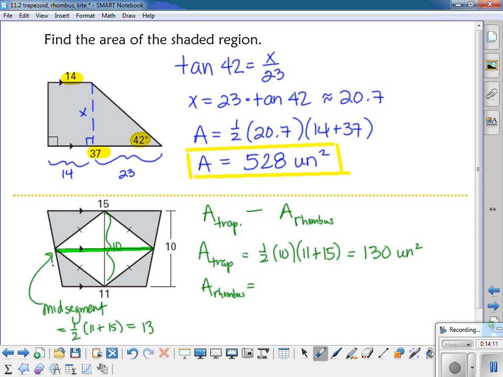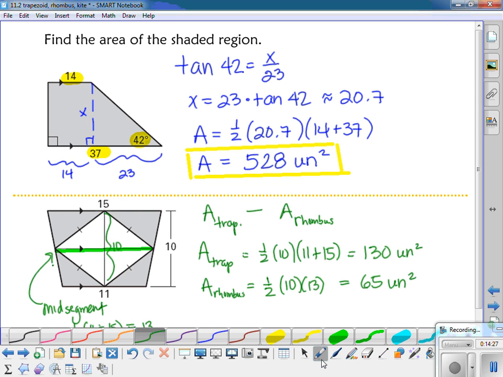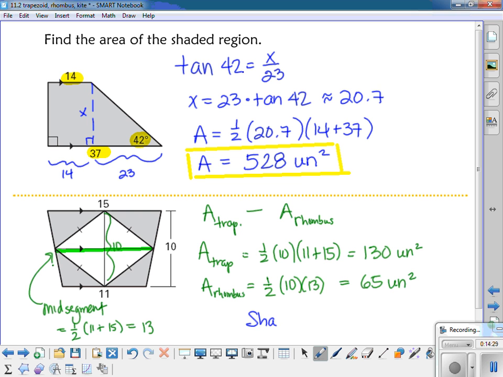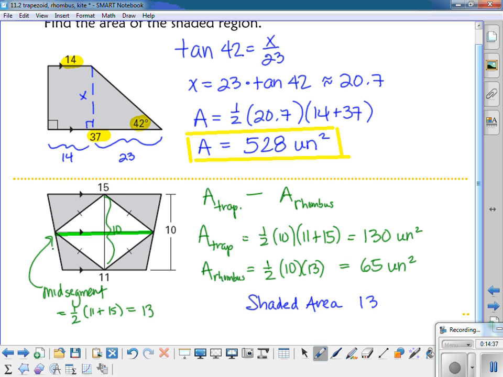13. So now I have both of my diagonals, so the area of the rhombus is half of 10 times 13, or 65 square units. So the shaded area is just 130 minus 65, and so it equals 65 square units.